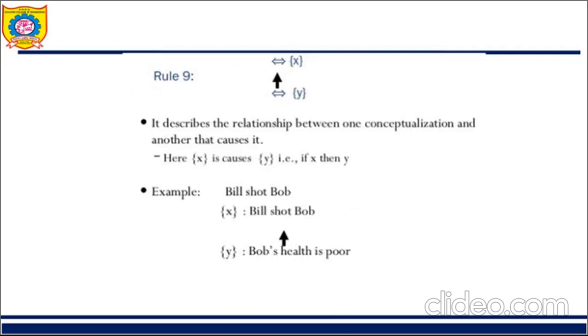Next, it describes the relationship between one conceptualization that causes another. Here X causes Y. So I can say Bill shot Bob, and Bob's health is poor. Because Bill has shot Bob, Bob's health is poor. X causes Y. If X, then Y. In this fashion, you can represent it.